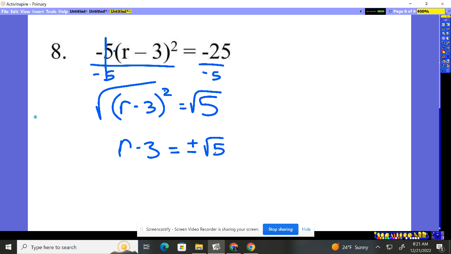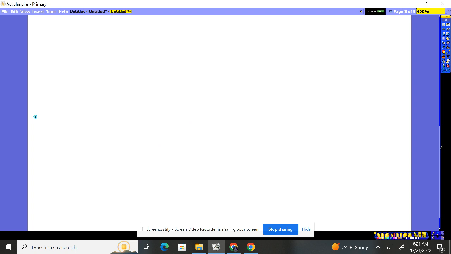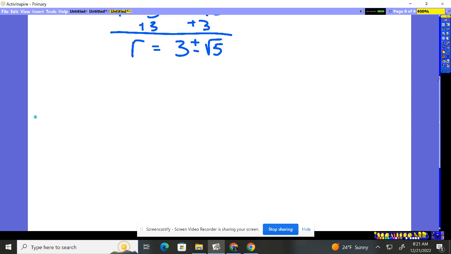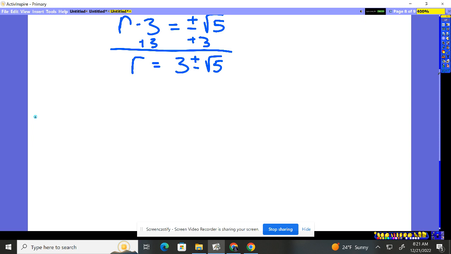Now, I need to move my 3 over to that side, so I'm gonna add 3 to both sides. So our solution is r is equal to positive 3, plus or minus a square root of 5. Now, we can write this as I have it written there. Well, she disappeared. Here she comes. We could write it that way. Most people would. Or we could say, hey, it's 3 plus a square root of 5 or 3 minus a square root of 5.